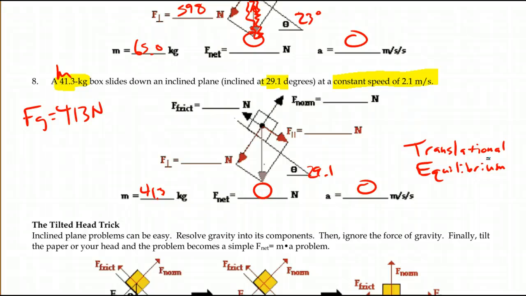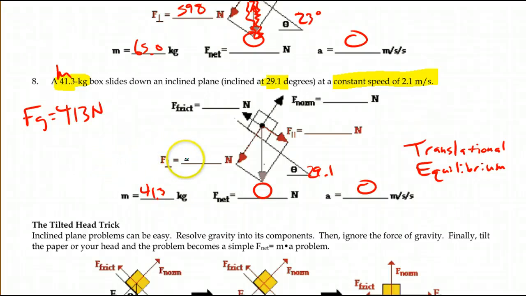Again, the only difference between this and number 7 is we would classify this as translational equilibrium. The object is moving, but all the forces are still equal and opposite. The object is not moving because of the forces. It's moving because of its own property of inertia.